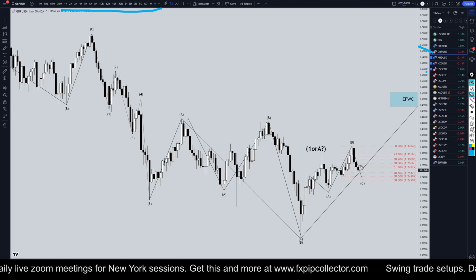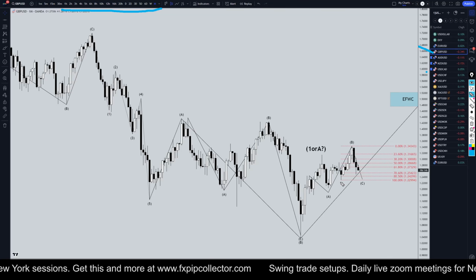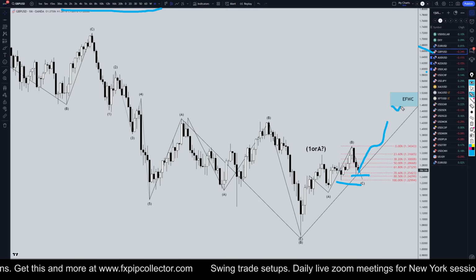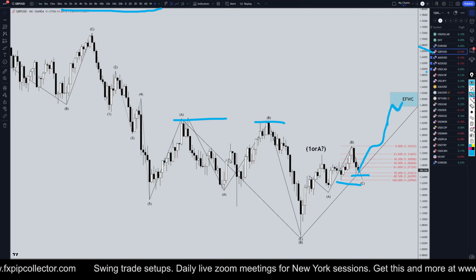So, on the pound dollar, we have a couple options. This could end up being a running flat wave B. If it is, then it would make a higher low, and then turn back up, making that expanding flat wave C, which would most likely go up and take out these highs.